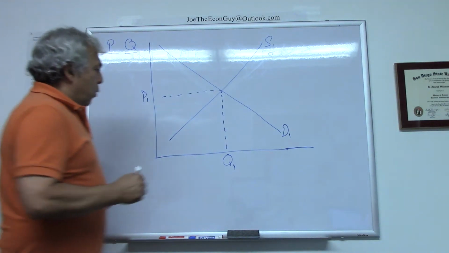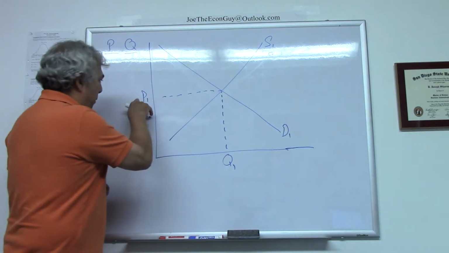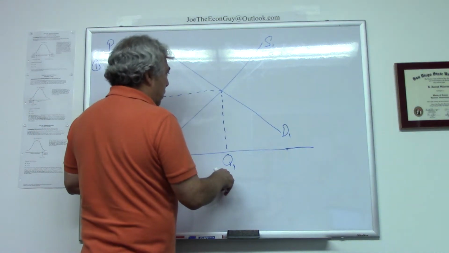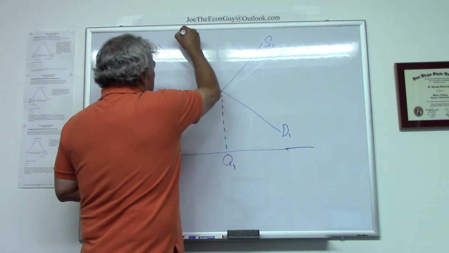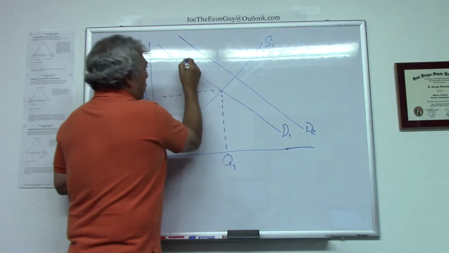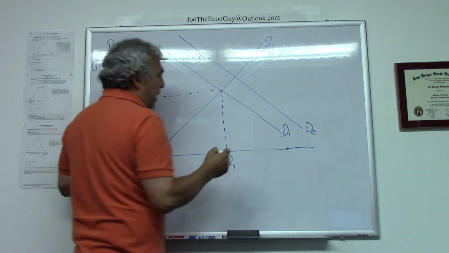All right, so we've got our initial equilibrium. We've got an initial equilibrium price called P1, an initial equilibrium quantity called Q1. And what we want to do is get an increase in demand. So this is our increase in demand. We're shifting the demand curve to the right.